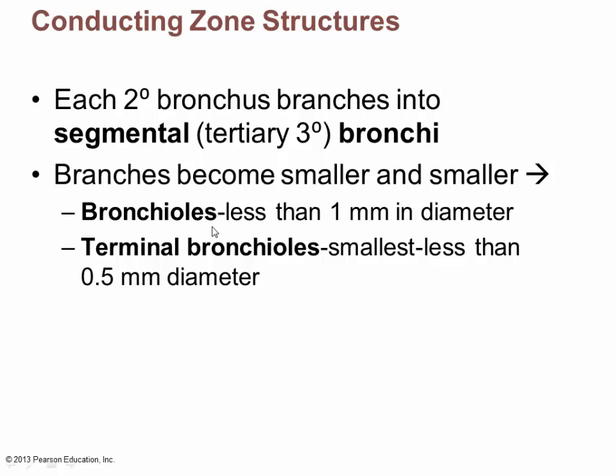And at the very end, where they're really tiny, it's like the tiniest bronchioles. We call them terminal bronchioles. Again, terminal meaning the end, because the bronchioles have split as well. They're the smallest, and they're less than 0.5 millimeters in diameter. Tiny, microscopic.